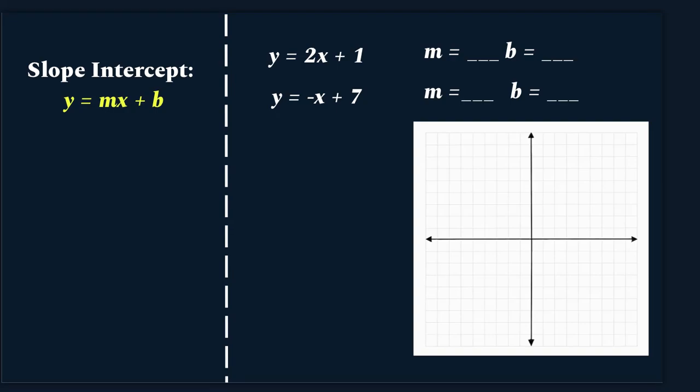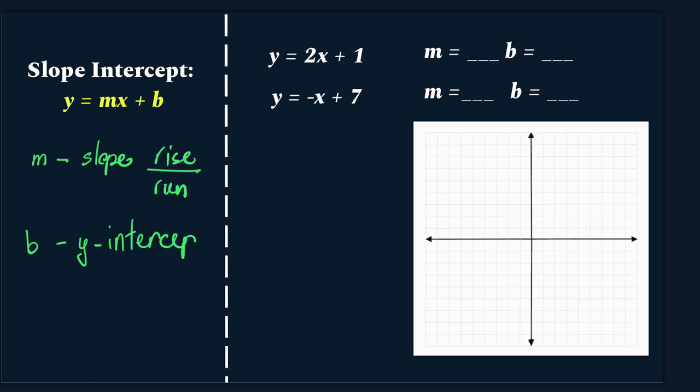Well, here's our first example. Both equations are already written in slope-intercept form, which is the most convenient format for graphing. All we need is the slope and y-intercept. m is our slope, rise over run, and that's how we will graph it. And then b is our y-intercept, and this is the point where the line crosses the y-axis.